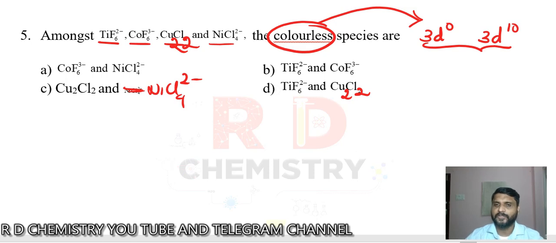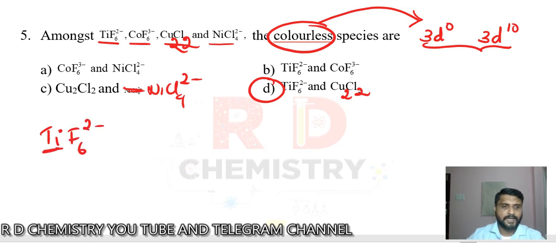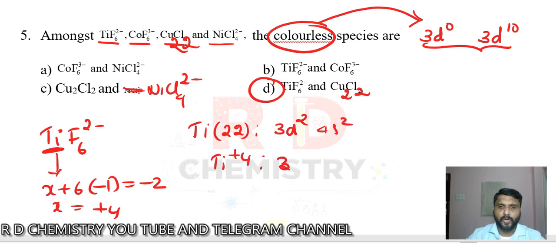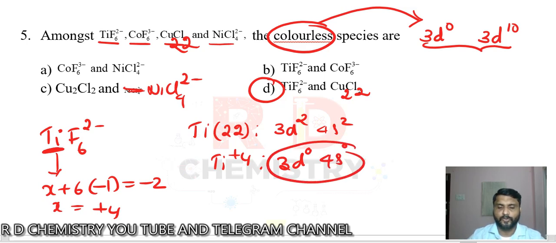So what I'll do, I'll take the options directly and solve. Option number D is the answer. So it is titanium, TiF6 2-. Let me calculate the X value. For titanium, X plus 6 into fluoride, which is -1, gives -2, so X is equal to +4. Titanium has atomic number 22, so it is 3d2 4s2, correct? Titanium +4 means we remove all the electrons from both orbitals. So 3d0 4s0, no jumping of electrons, no unpaired electron, it is colorless.